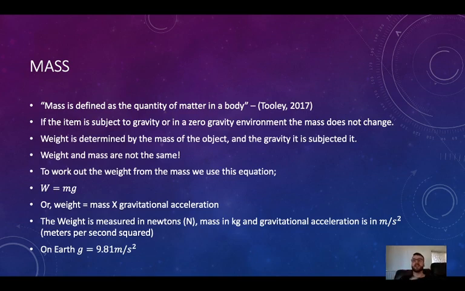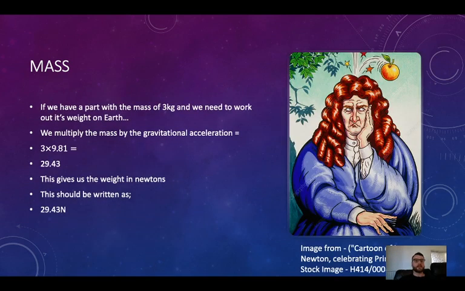Technically, on different parts of the Earth, it will be slightly different because the gravitational pull across the whole planet isn't actually exactly the same. There is a variation in it, but this is sort of an average worked out. So if we have a part that has a mass of 3 kilograms, for example that steel cylindrical bar, let's say it's got a mass of 3 kilograms, we want to work out its weight on Earth. So we multiply the mass by the gravitational acceleration, which is 3 times 9.81, which is going to give us 29.43. So that's the weight in newtons, so it needs to be written as 29.43 newtons.